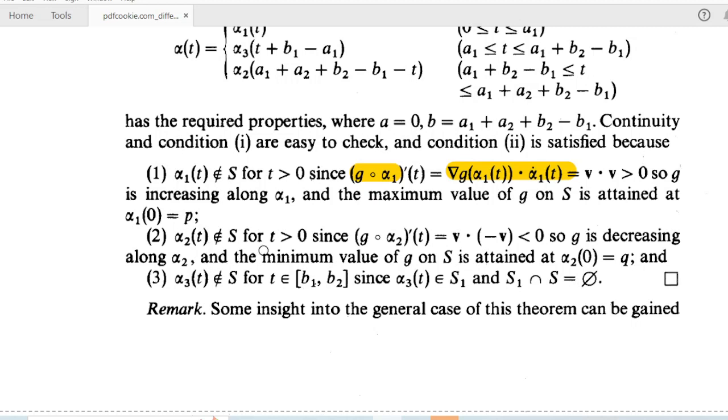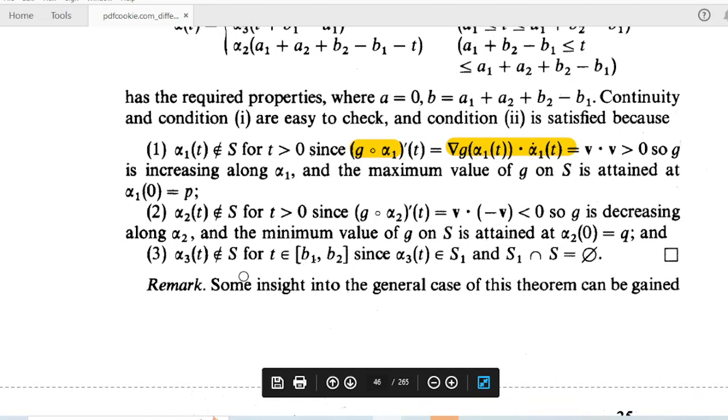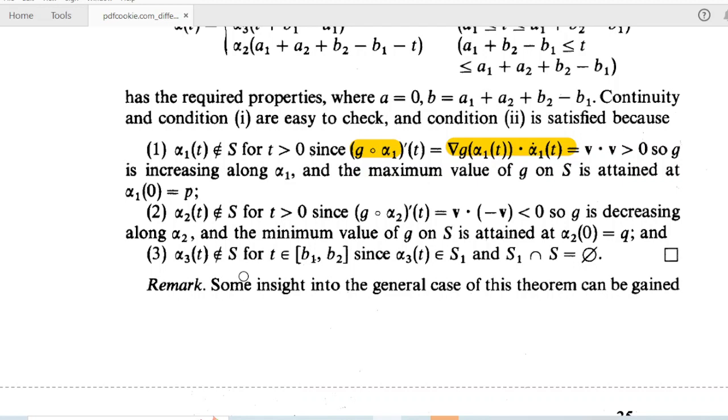Second, alpha 2 of t does not belong to S for t greater than 0, since alpha 2 dot is minus V, which is less than 0, a negative value, so it is decreasing along alpha 2 and the minimum value of G on S is attained at alpha 2 of 0 equal to Q. Third, alpha 3 of t does not belong to S for t in closed interval b1 b2, since alpha 3 of t belongs to S1 and the intersection of S1 and S is empty.